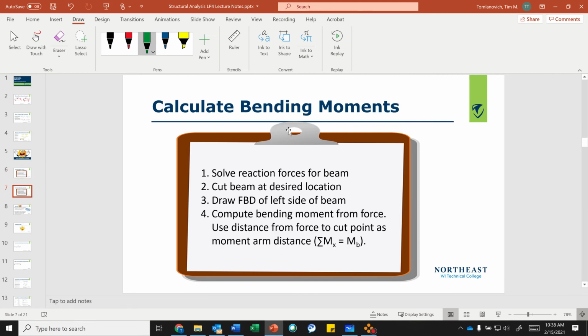How do you calculate bending moments? Again, you solve the reaction forces for the beam. You don't have to do it twice, because if you solve for shear, you're going to solve for moments. Cut the beam at the desired location, draw the free body diagram of the left side of the beam, and compute the bending moment from a force using the distance from the force to the cut point as the moment arm distance. Mx equals Mb.